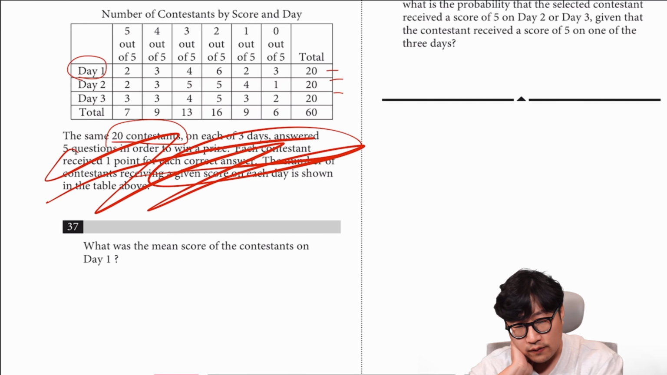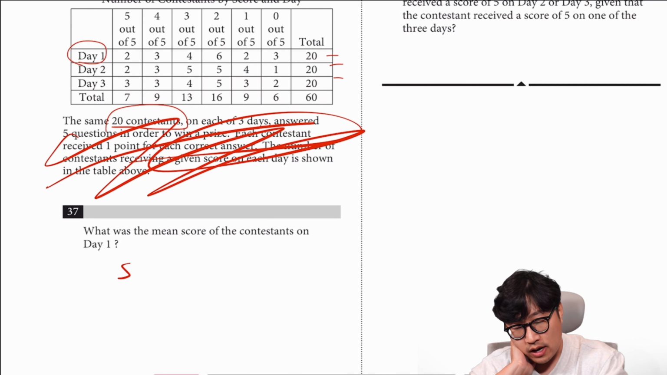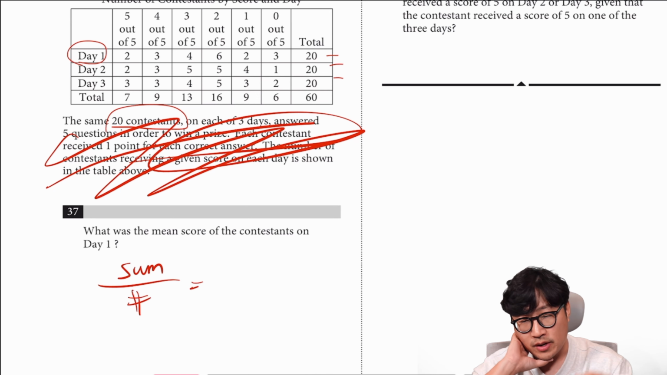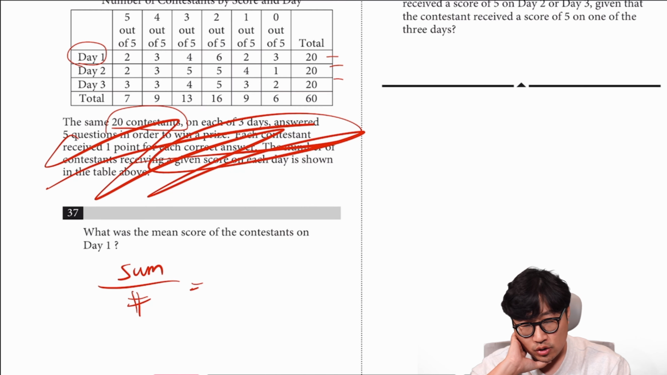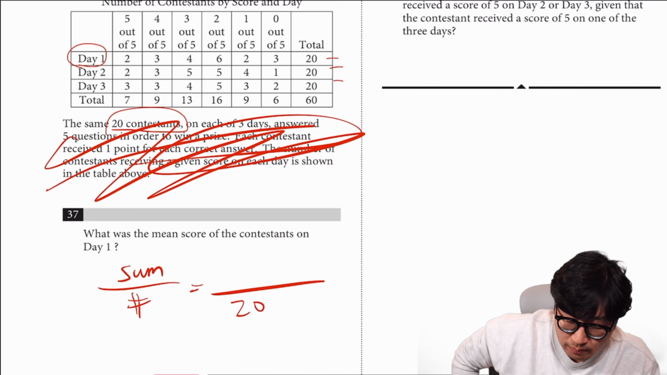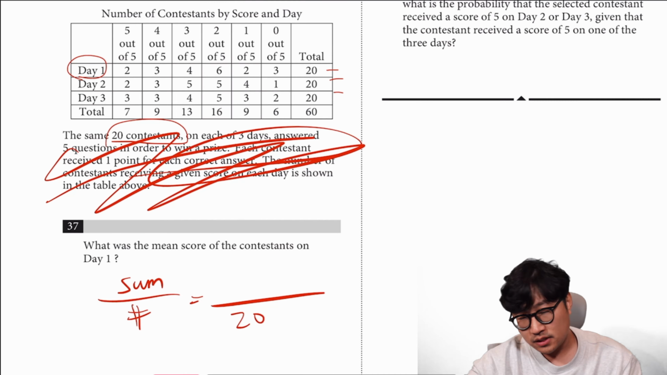So day 1, okay, first of all, how do you find mean? You just grab the sum and divide by the number of values, right? So in this particular case, how many points per how many people? You know there were a total of 20 people. The sum is what I really need to calculate, but I want you to understand how we find the sum. This is how you do it.